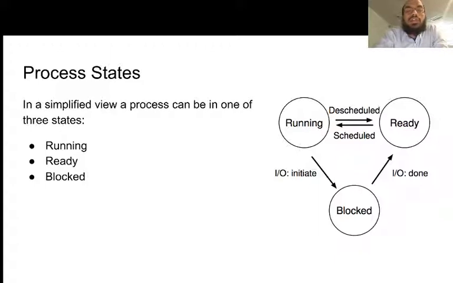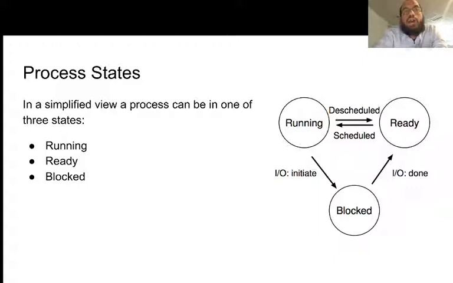Now the status of the process is running. The process can either continue running until it finishes, until it completes. This is one way, or it might be descheduled by the operating system. So suppose that this is a very long process, it's taking way too much time. Now I need to switch to some other processes, some other programs that are running in parallel.